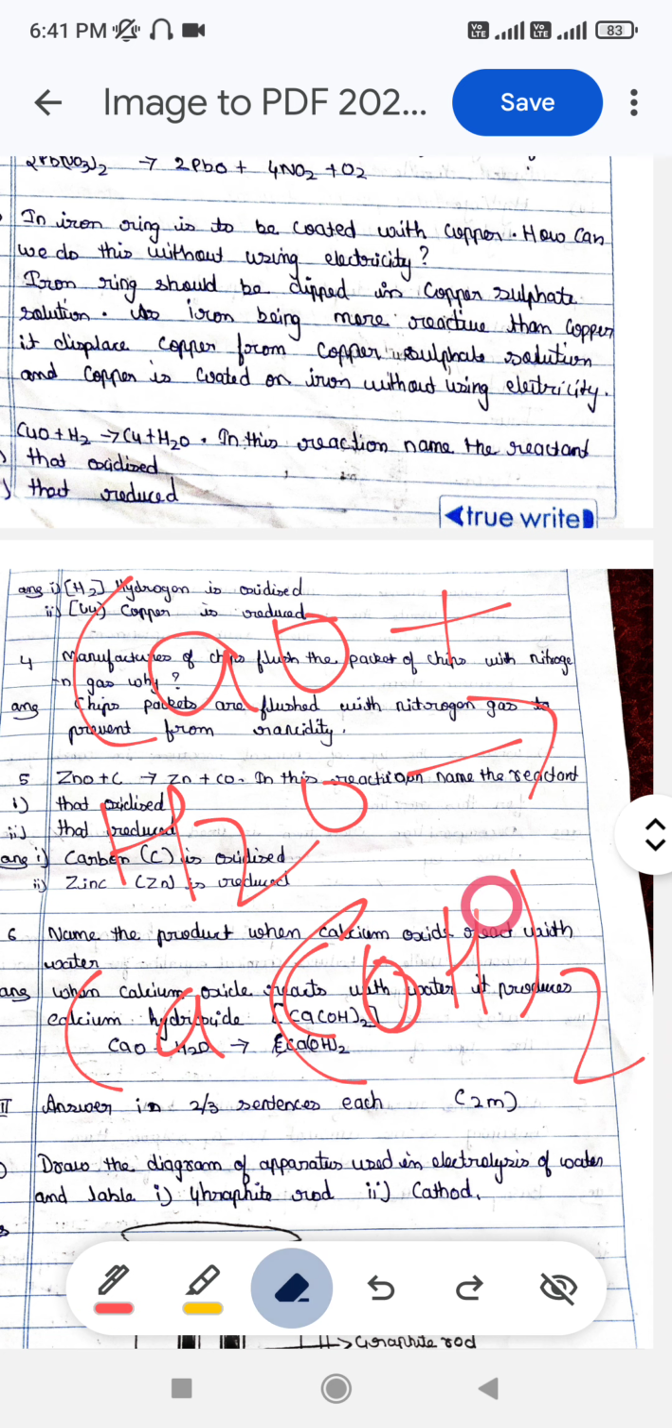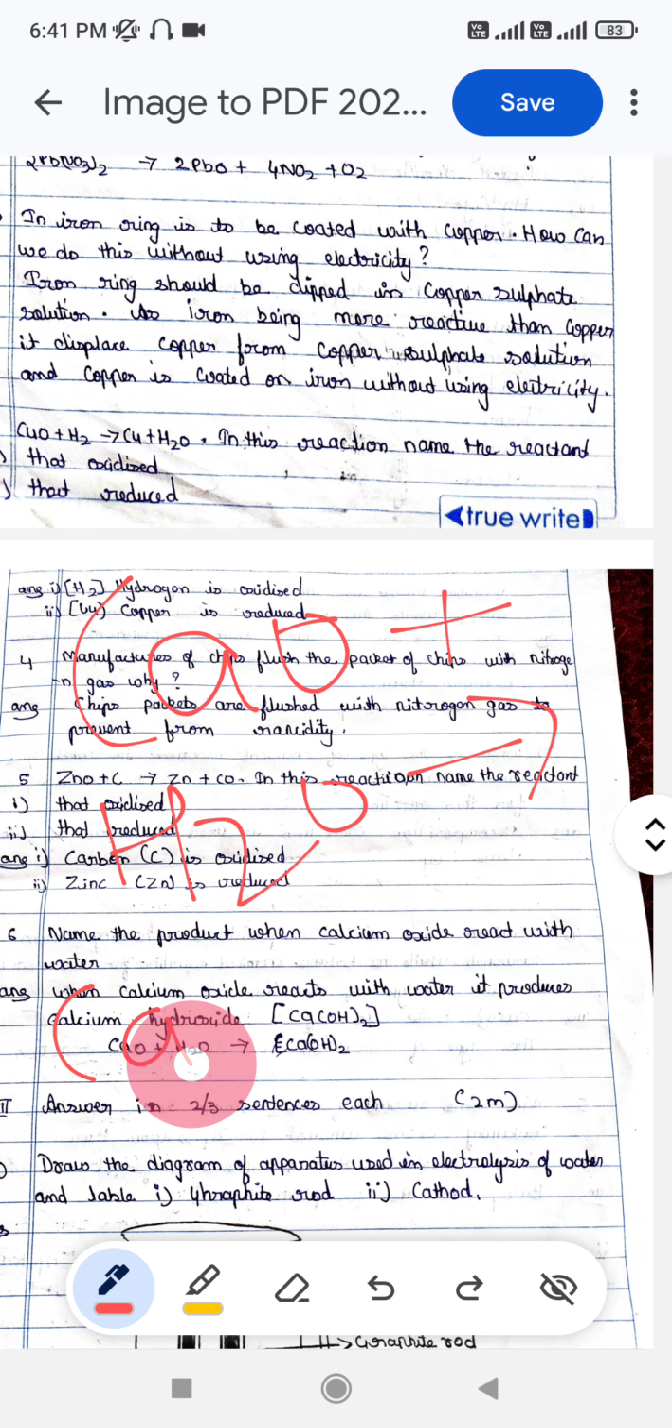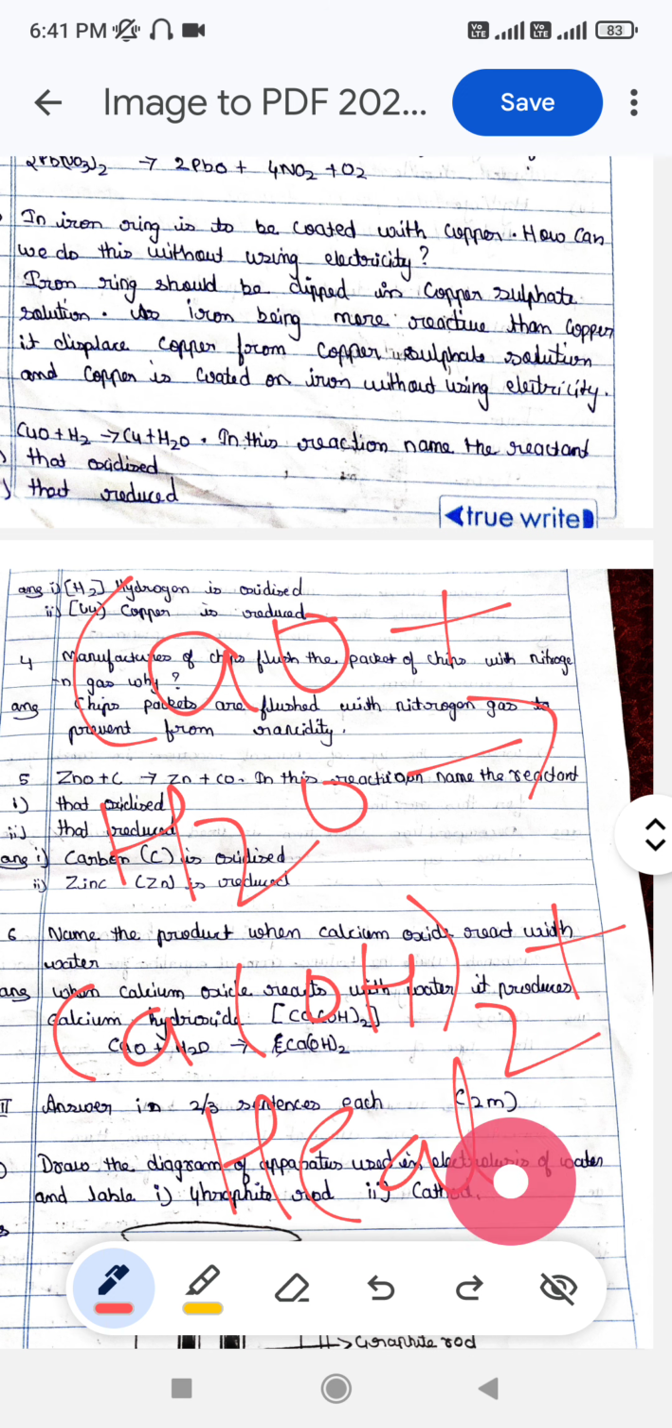What is the compound here? Okay, again I will write here: Ca(OH)2 plus heat will be released. When calcium oxide reacts with water, what they will produce is Ca(OH)2, a calcium hydroxide, plus heat will be released.